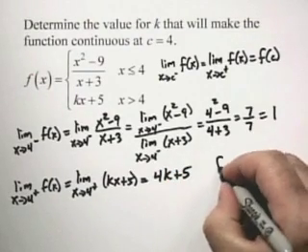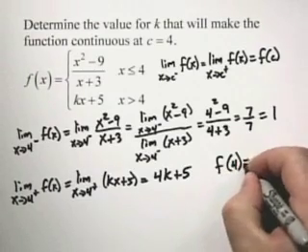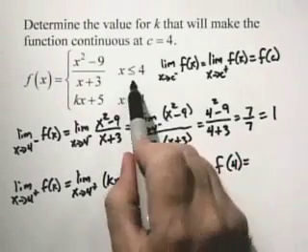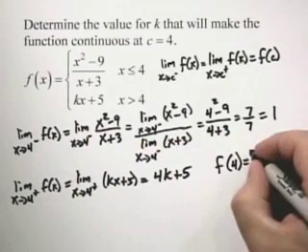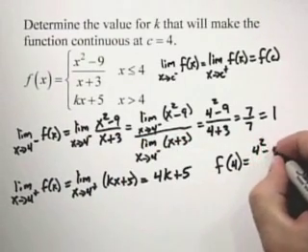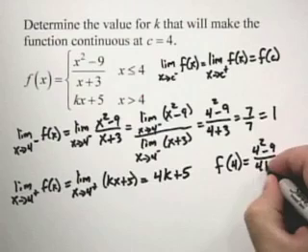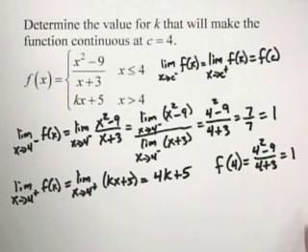If we evaluate our function, we want to find f of 4. Since x is equal to 4, we look at our definition. We see we need to use the first piece. F of 4 is 4 squared minus 9 over 4 plus 3, which is equal to 1.